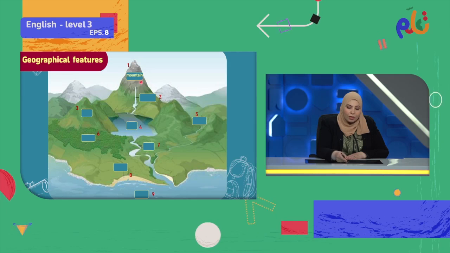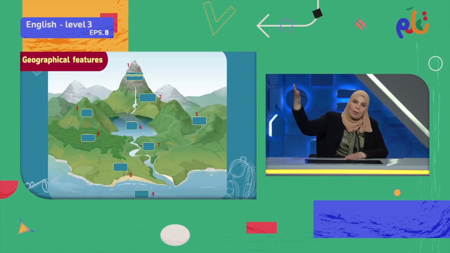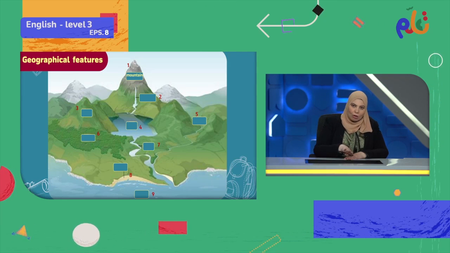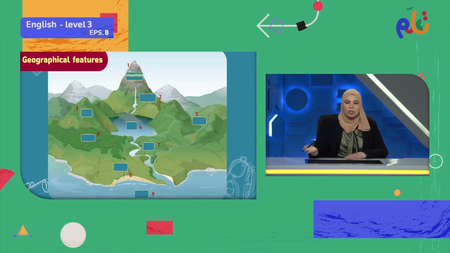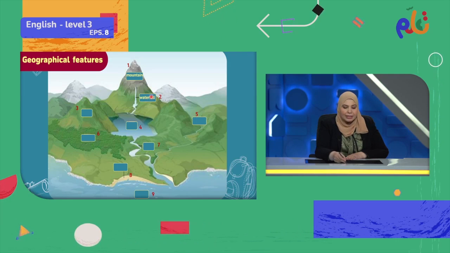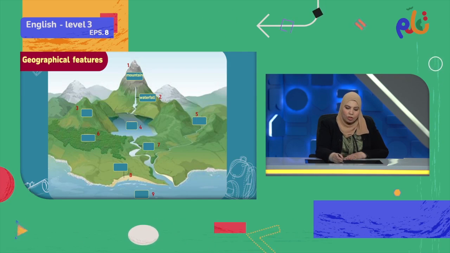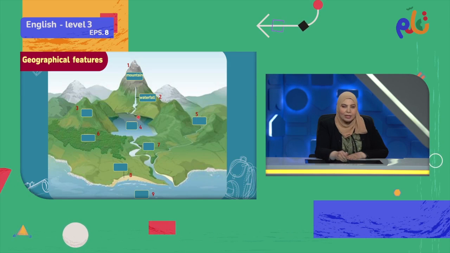Okay, for number 2, we're talking about the water that we have here. The water that's coming from a very high place to a low place. So this is called waterfall. Waterfall. So number 2 is a waterfall. So water coming from a high place, like from this area of the mountain, and it's going down.